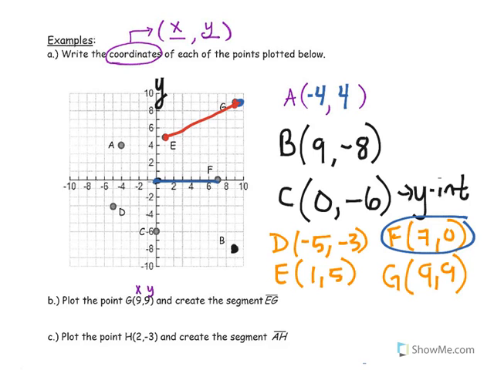Now C says plot the point H (2, negative 3). That means the x-coordinate is 2, and the y-coordinate is a negative 3. It's a positive 2, so I'm going right 2. It's a negative 3, so I'm going down 3. And I get this point here. Whenever we plot points, I always want to label it, so I put a little H next to it. Then I need to create the segment AH, so I connect the lines from A to H, and I have that segment there. We're going to use these skills to actually solve and do geometry on the coordinate plane now.